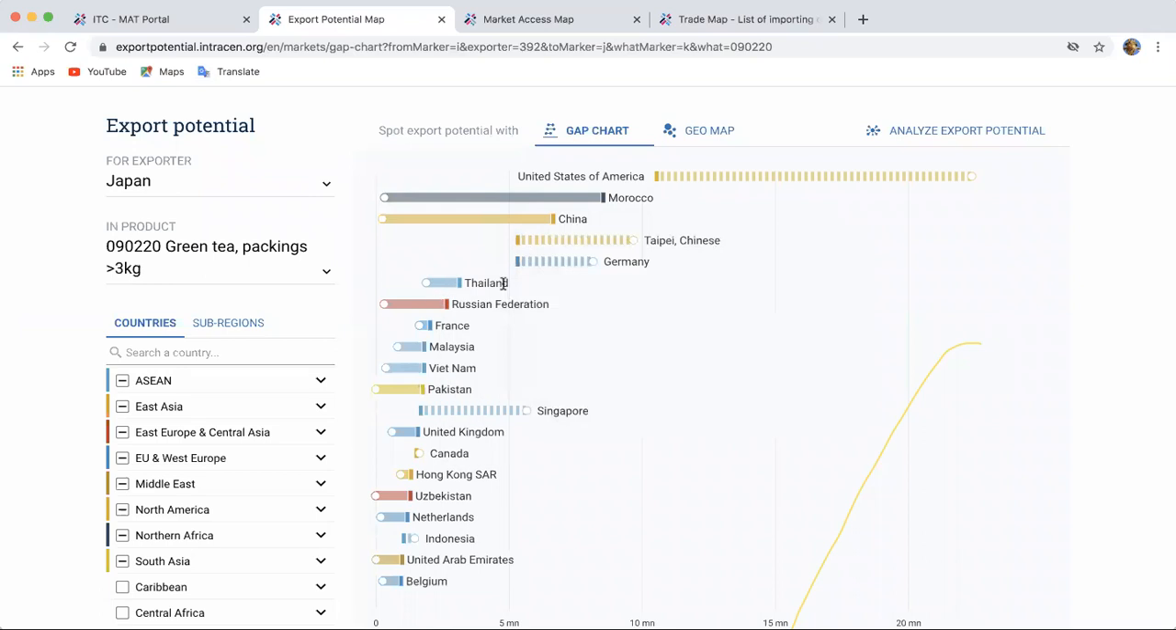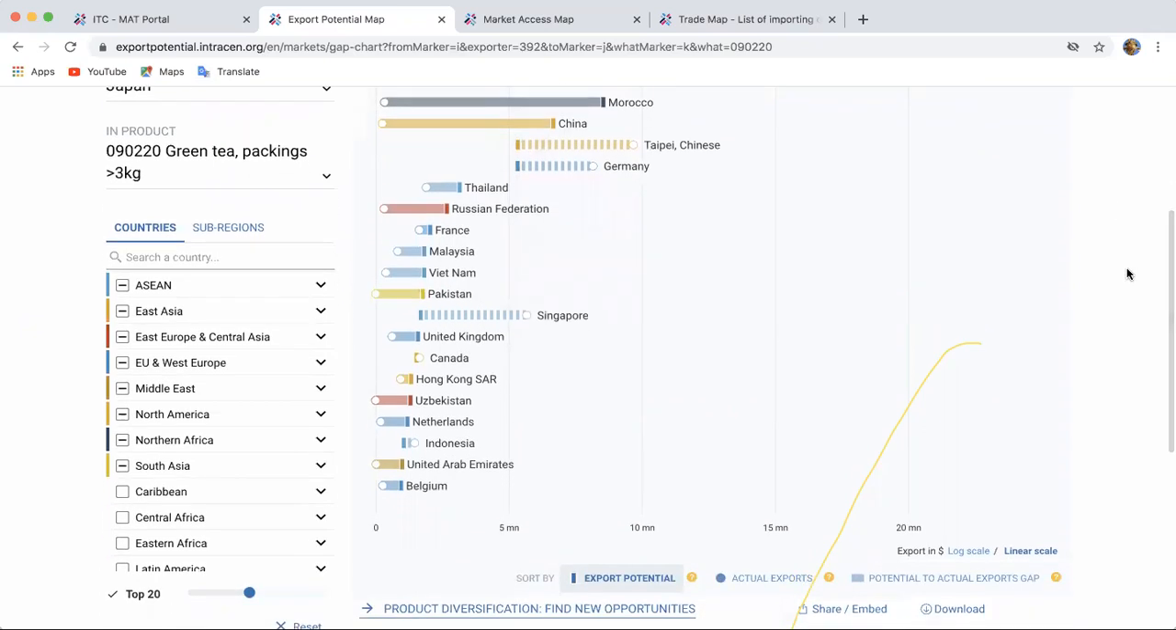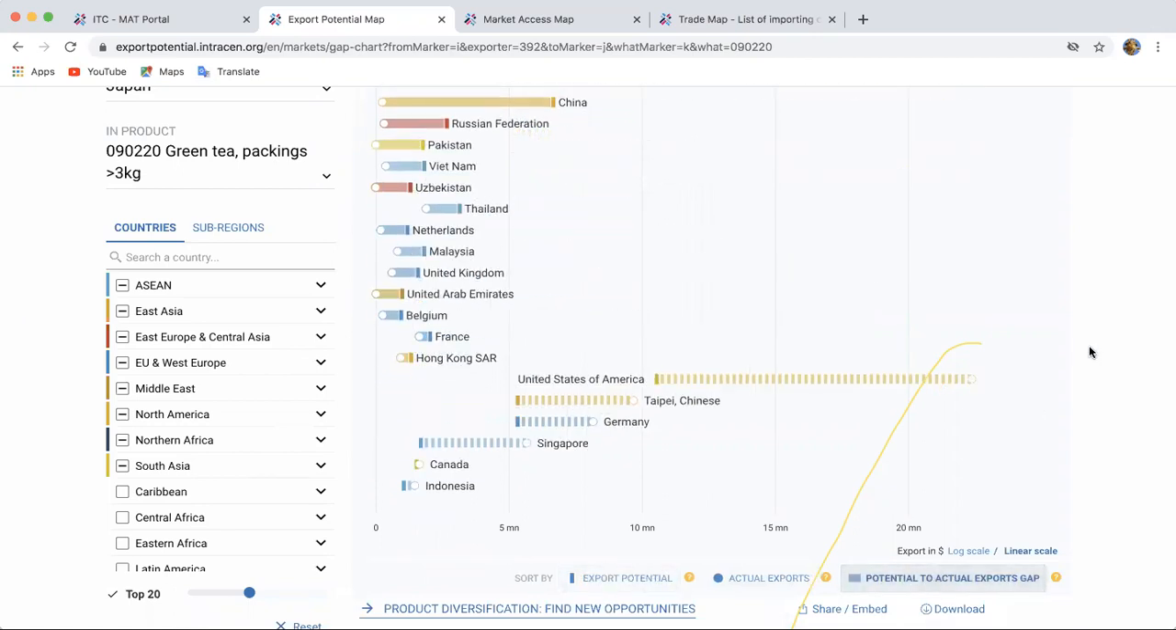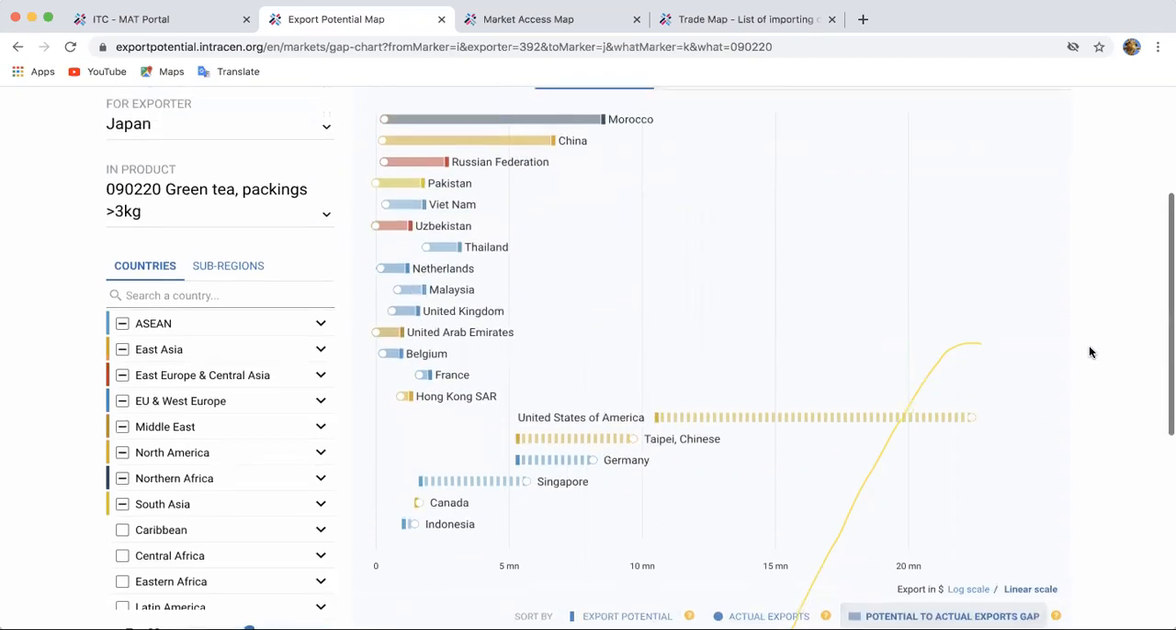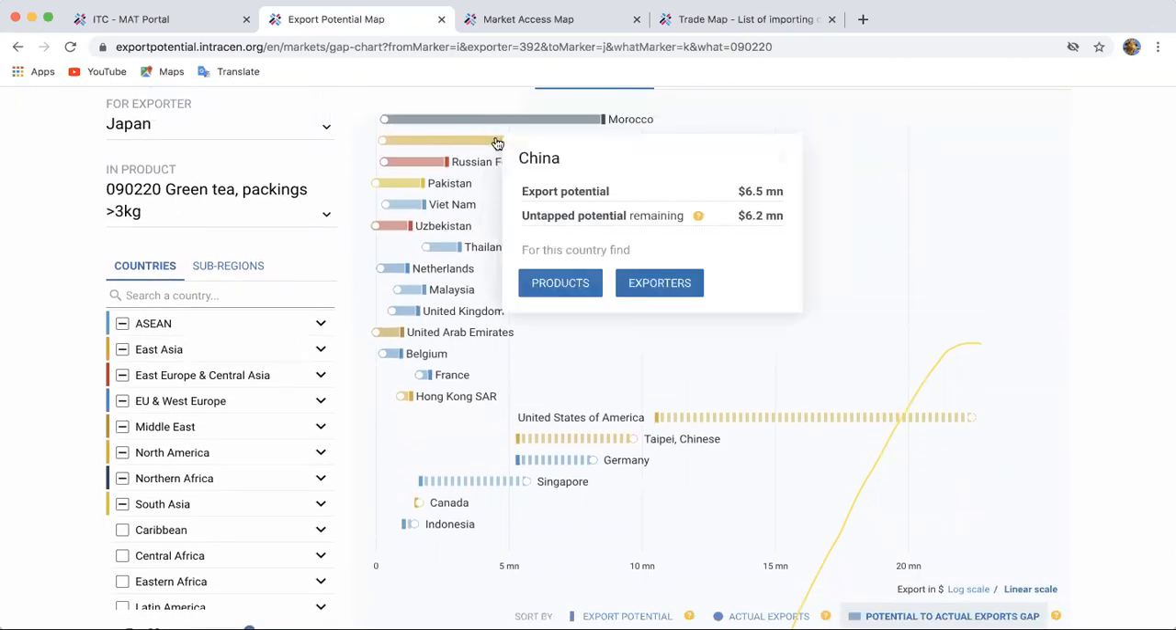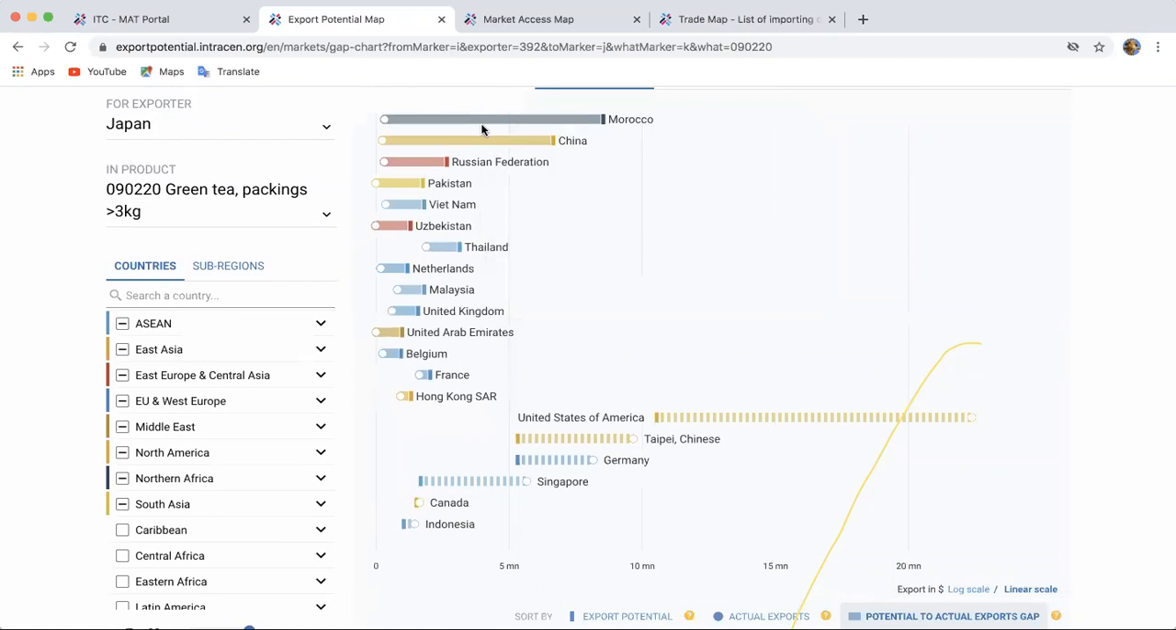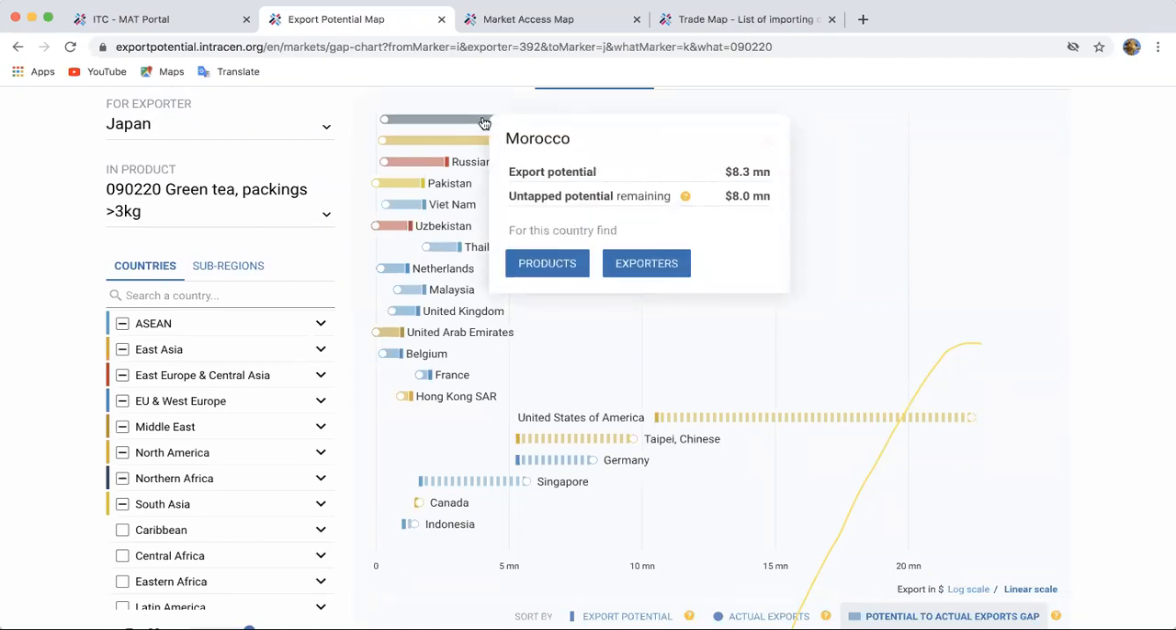So now they are ranked according to their export potential. If we rank them according to their export potential gap, so their untapped potential, it seems that Morocco is actually a very promising market, even though we haven't entered it yet. So we would have to look into Morocco's trade relationships with Japan, and see why this is not happening yet.